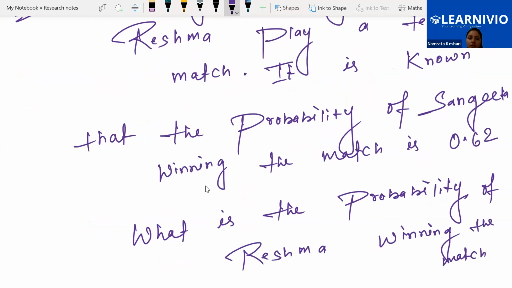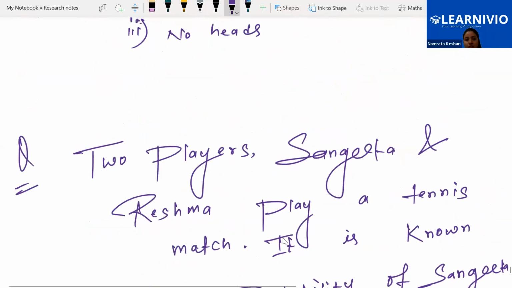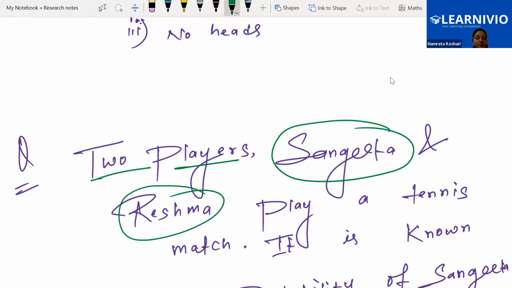Don't worry with such a big question. Let's try to understand. Two players are there, Sangeeta and Reshma. Both are playing a tennis match. Here it is clearly written that both are playing a tennis match. This is how we will solve any word problem: step by step, word by word, we will read. What are they doing? They are playing a tennis match.